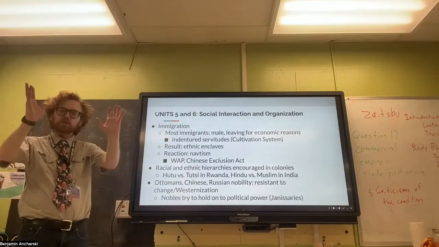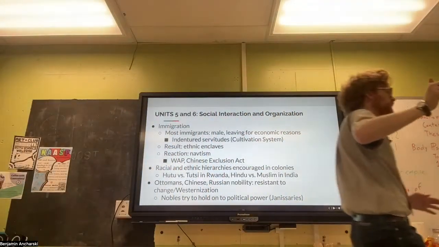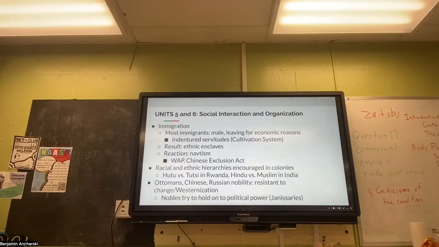We tend to see the British give preferential treatment to upper caste Hindus. And that's going to lead to a lot of resentment of Muslims and lower caste people.